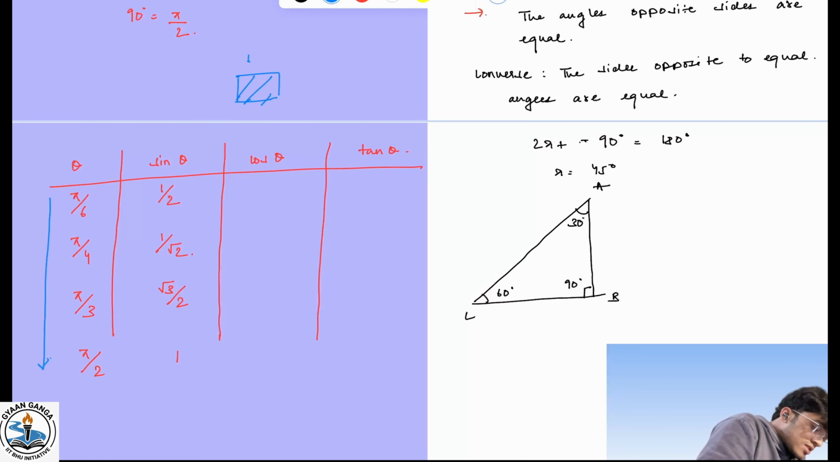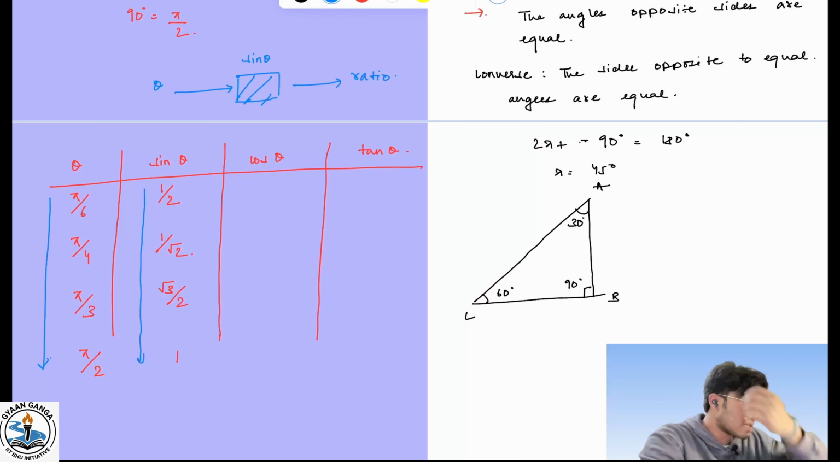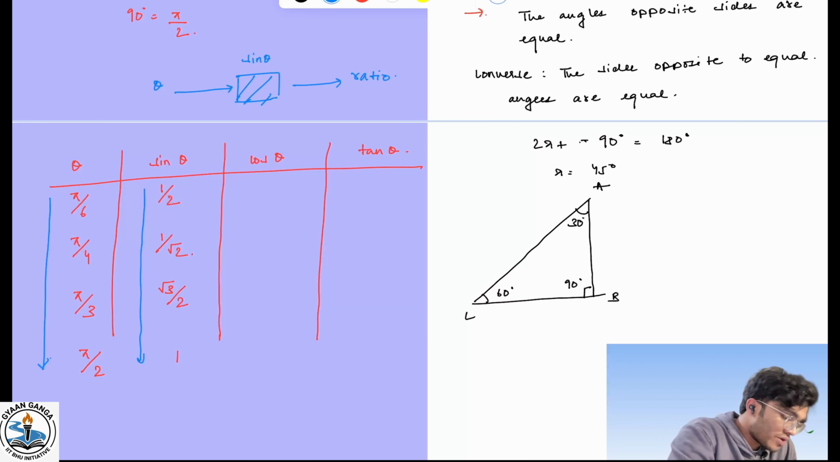Imagine the function as some form of a black box wherein there is some operation called sine theta. You input a value which is theta, and you get the ratio. So when sine theta is operated, you'll observe that this value increases as the value of theta increases. So we say that sine theta is an increasing function between 0 to pi by 2.